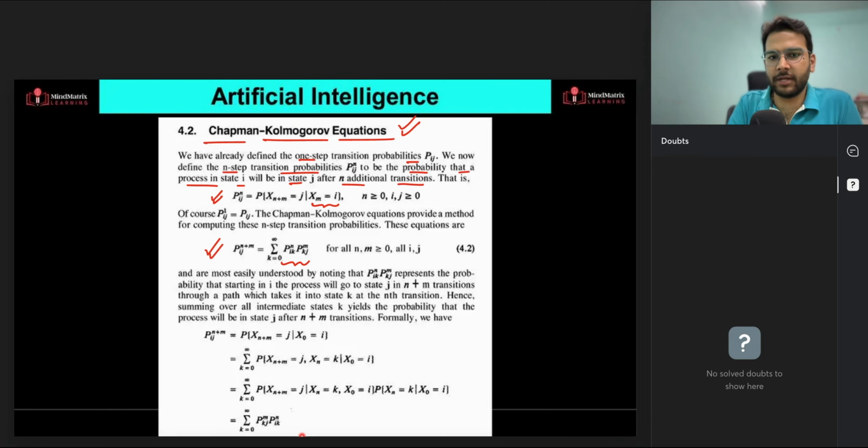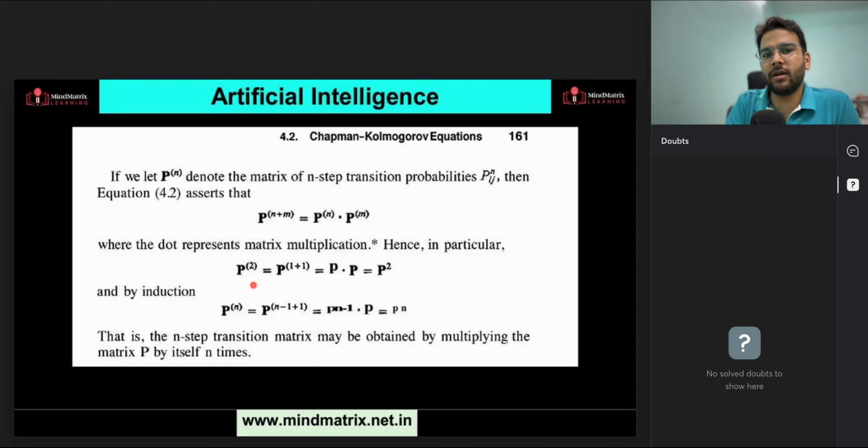Okay. The same thing is mentioned over here as well, and this is the derivation. Again, the derivation is not very important, but you can just go through it and you will understand it. Again, it is not important from your exam point of view. So this is the Chapman-Kolmogorov equations.